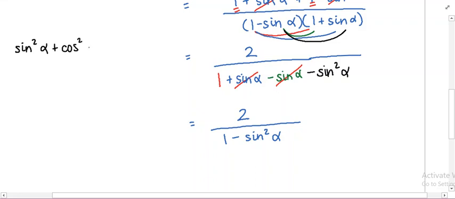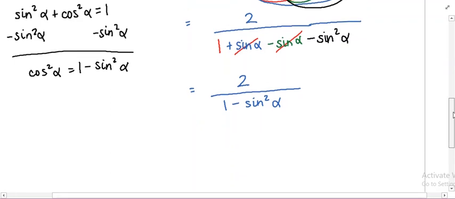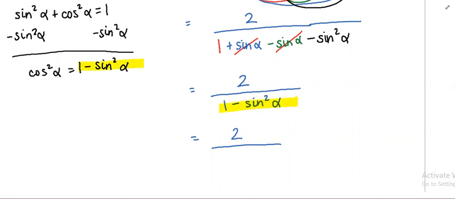At this point, we can use the Pythagorean identity that sine squared alpha plus the cosine squared of alpha is equal to 1. This denominator is 1 minus sine squared alpha. So if we subtract sine squared alpha from both sides in the Pythagorean identity, we get that 1 minus sine squared alpha is equal to cosine squared of alpha. So this is going to be 2 in the numerator, and 1 minus the sine squared of alpha is equivalent to the cosine squared of alpha. So that's going to be your new denominator.